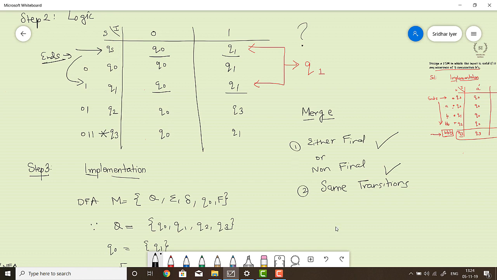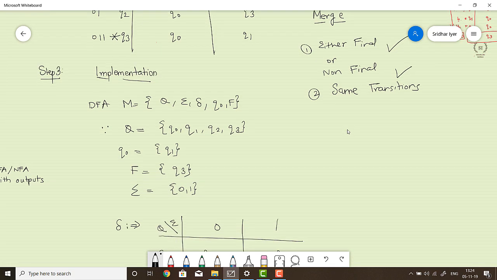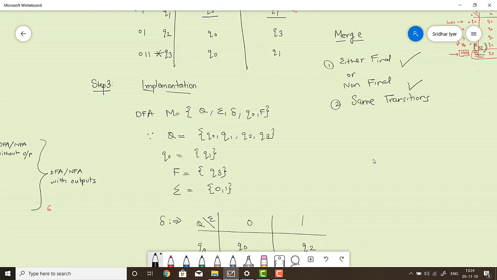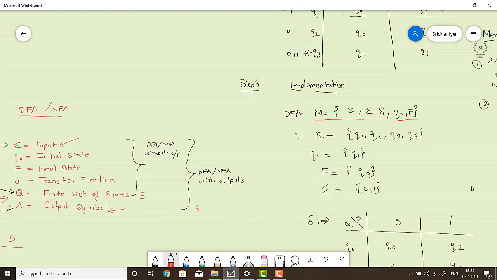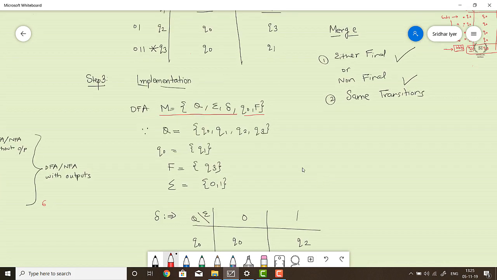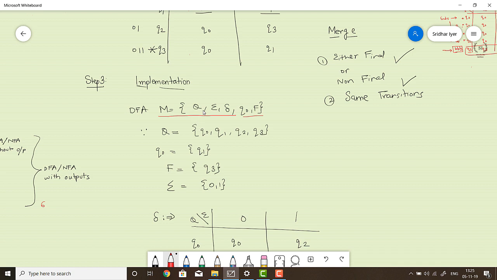Clear? So now let's see what is step number 3. Step number 3 is implementation. Carefully pay attention over here. In the case of FSM, we used to write 3 tuples. In this case, we are having 5 tuples because it is obviously a finite automata without output. So we won't be having 6 tuples. We will be having only 5 tuples as mentioned previously. Clear? So the 5 tuples are Q, sigma, transition function, initial state and final state.